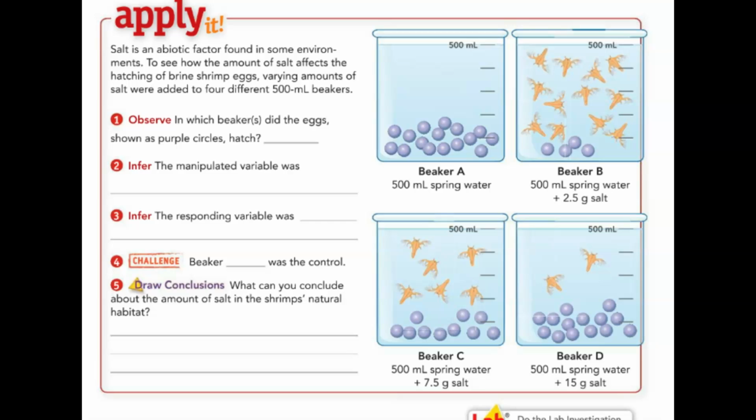And number 5 says, draw conclusions. What can you conclude about the amount of salt in the shrimp's natural habitat? So if the shrimp weren't just in beakers and they were out in the real world, doing taxes probably, what can you conclude about the amount of salt in their habitat?